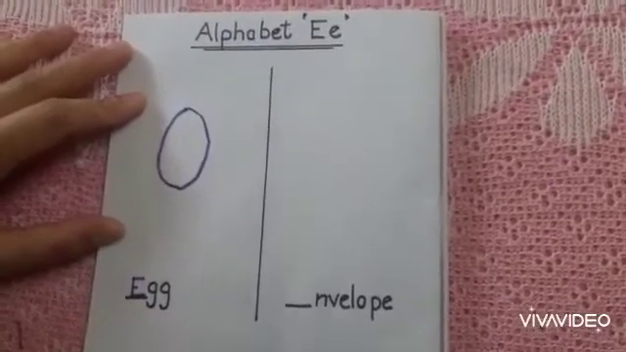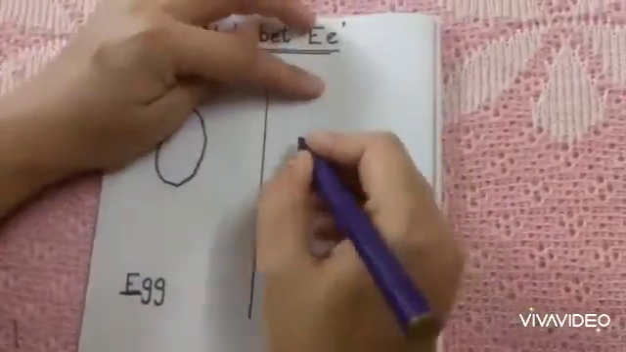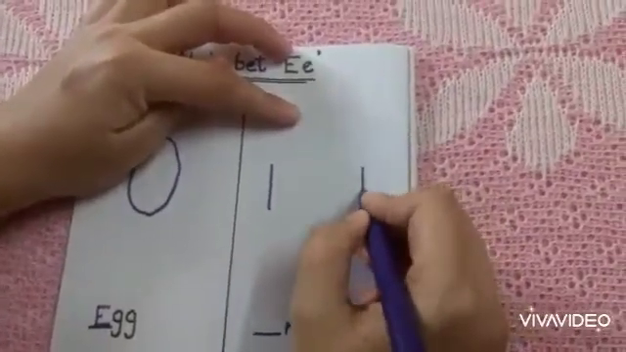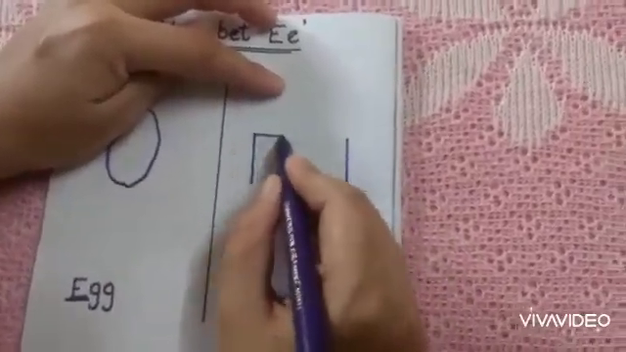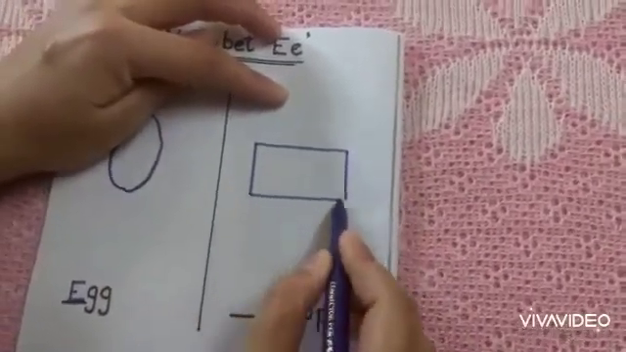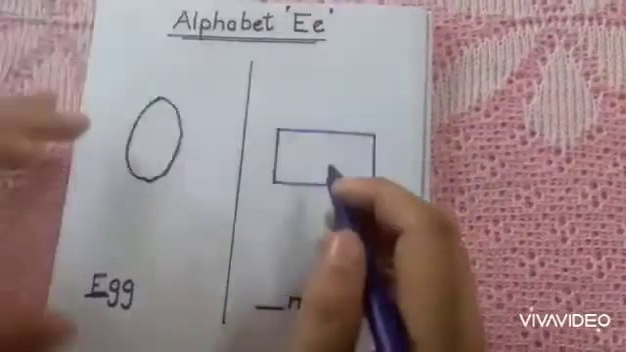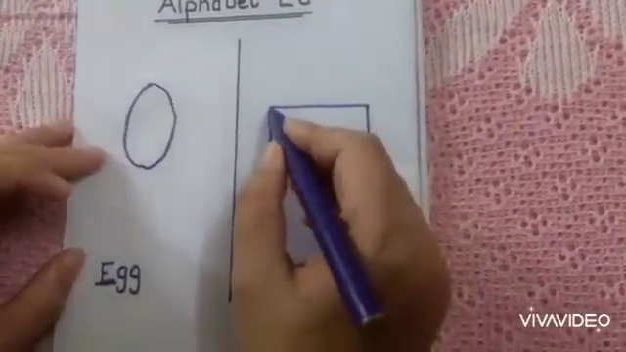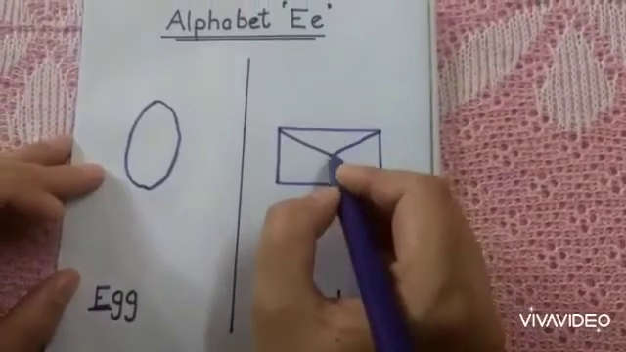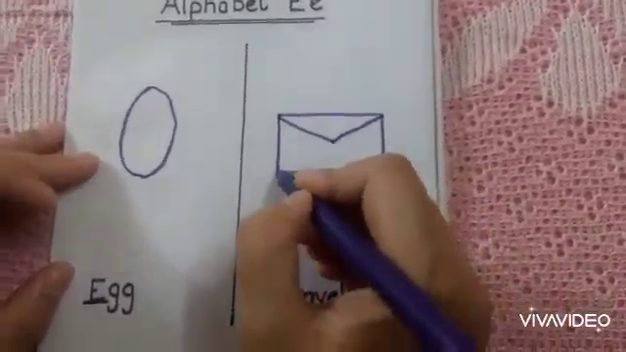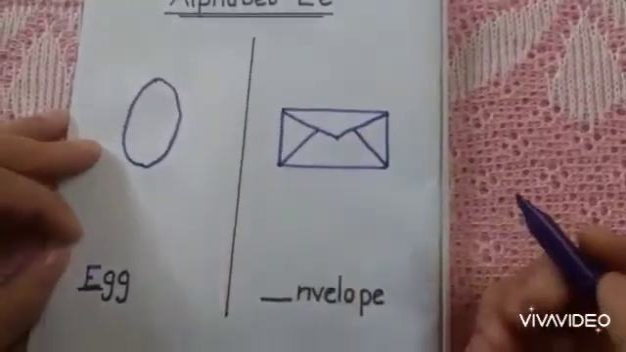E for egg. Now I will show you how to draw an envelope. For that, make two standing lines. Now we have to draw two slipping lines from here to here, 1 and 2. Now which shape is this, kids? Yes, rectangle shape. Now from this corner, make a slanting line. And from this corner, make another slanting line. Now from this corner, you have to make another slanting line and one more slanting line. See? Very good.